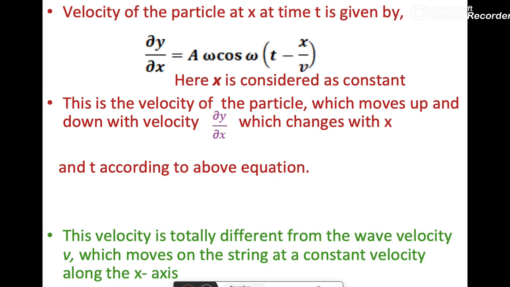It is quite different from the velocity v. This velocity is totally different from the wave velocity v, which moves on the string at a constant velocity along the x-axis. Again, I would like to distinguish between both velocities. Del y by del t is the velocity of the particle in the y direction, and velocity v is the velocity of the wave in the x direction.